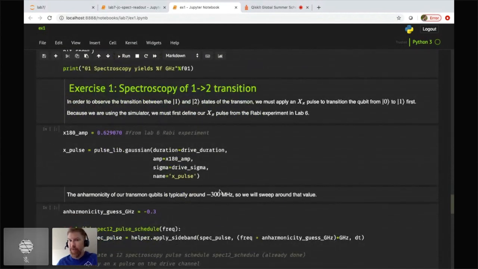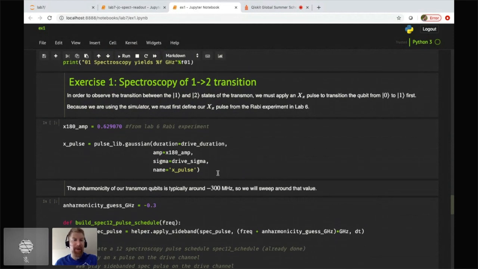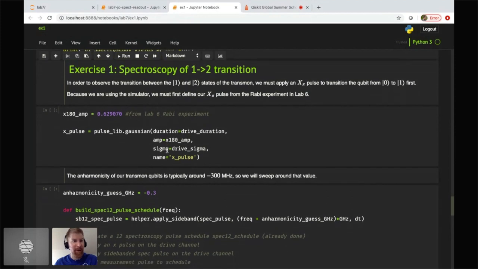Your exercise for today is going to just be spectroscopy of the 1-2 transition. So let's see how we do that. First of all, we need to excite. Before we can excite the 1-2 transition, we need to excite the 0-1 transition. And because this is a simulated backend, I cannot ask it what its pi pulse is. I need to know what the pi pulse is, or I need to do an experiment to create it. And that's exactly what we did yesterday. So I'm just taking the value from the Rabi experiments from Lab 6 and just putting the amplitude in here and building a Gaussian pulse out of it. It's not a DRAG pulse, but it's good enough for our purposes today.